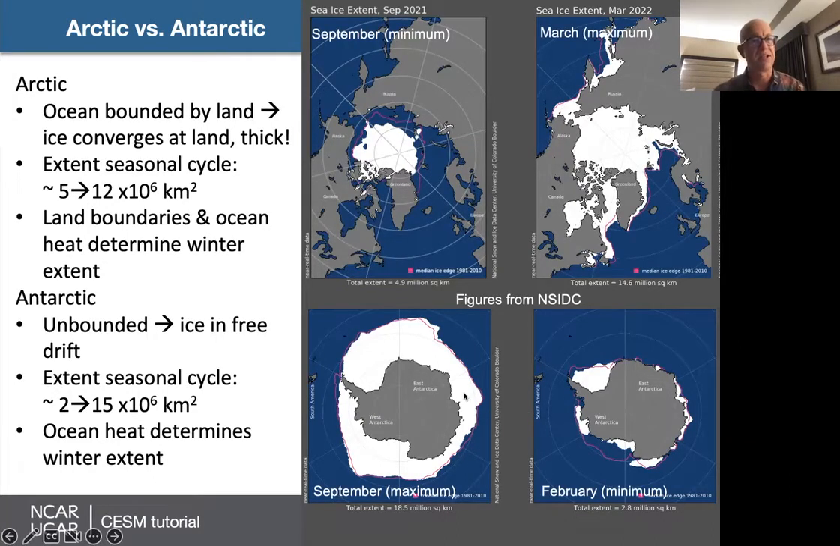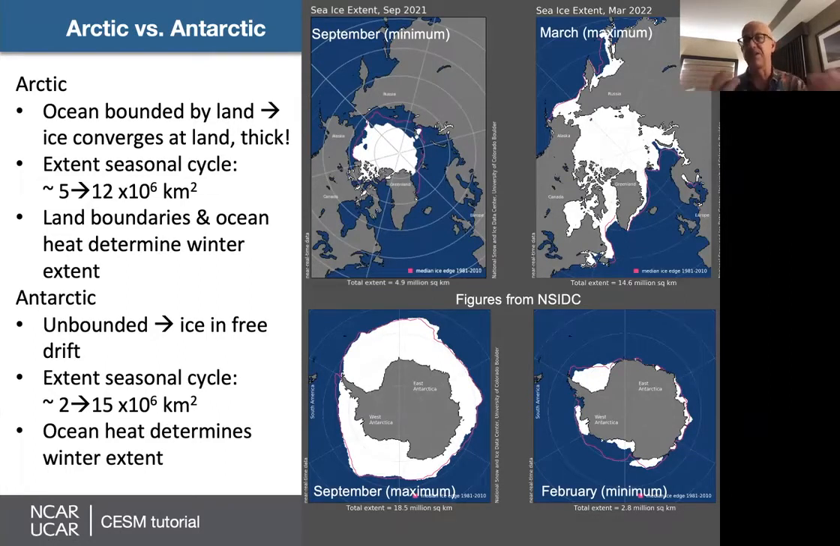So that's the one thing I want you to notice. But then another thing is, if you look at these numbers down at the bottom, hopefully you can see this, the minimum extent in the Arctic is somewhere about 5 million square kilometers, and its maximum extent is just under 15 million square kilometers. Whereas in the Southern Ocean, the maximum extent is more like 18 million square kilometers. And in the Southern Hemisphere, it's under 3 million square kilometers.